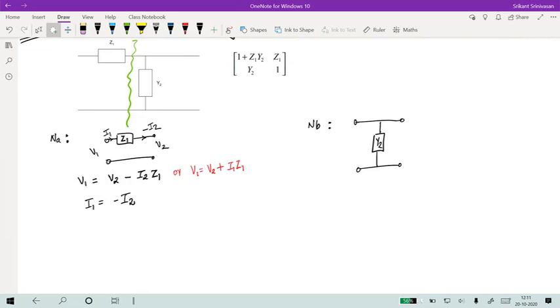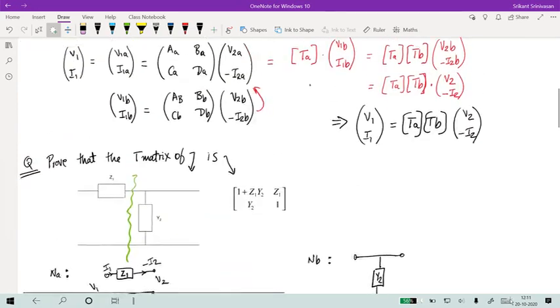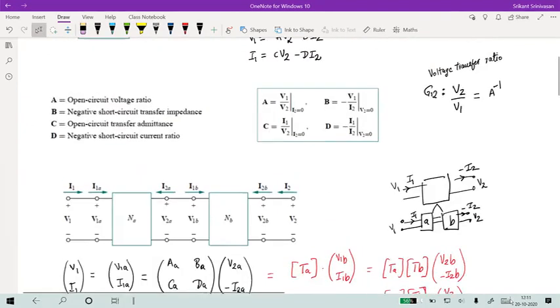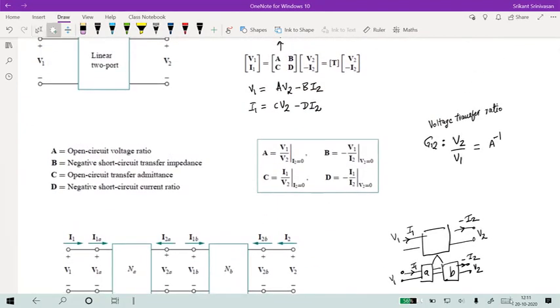Now, if we want to write the transmission matrix, then what is the equation? We said that V1 is A times V2 here. V1 is A V2. Let's see if we can just copy it.